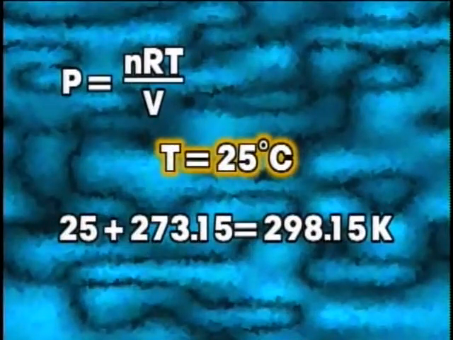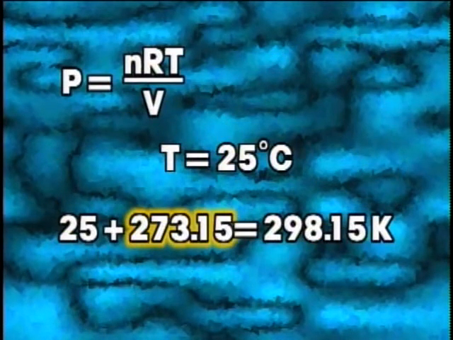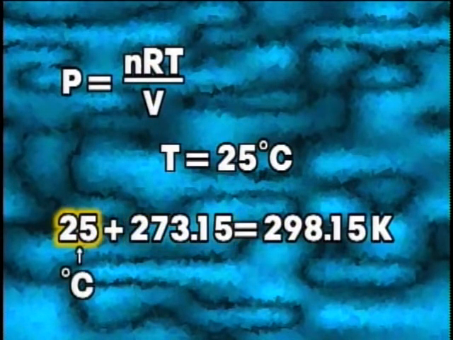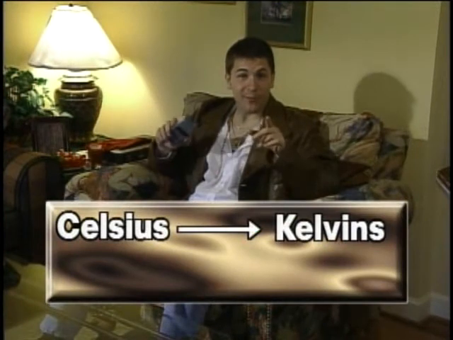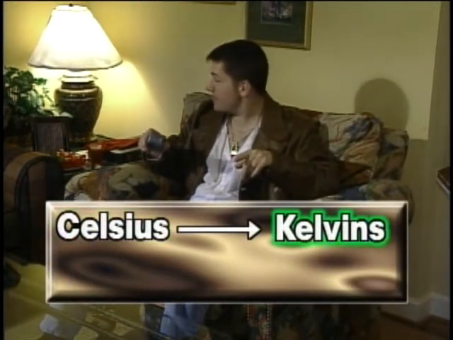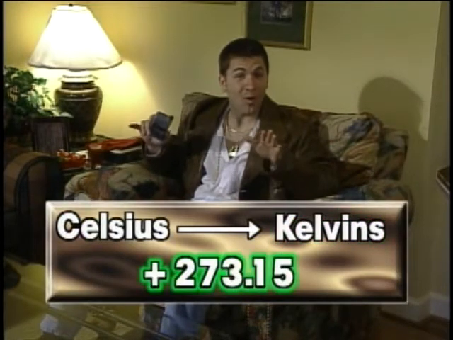Let's start by converting our temperature from degrees Celsius to kelvins. That's really easy. Just add 273.15 to the degrees Celsius, and we get 298.15 kelvins. Remember, to go from Celsius to kelvins, just add 273.15.